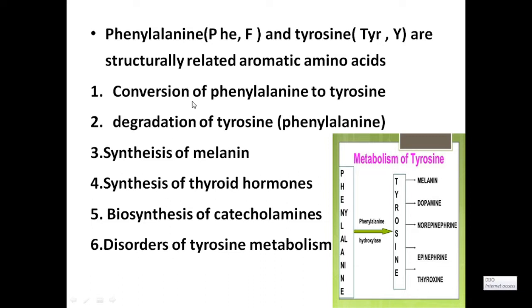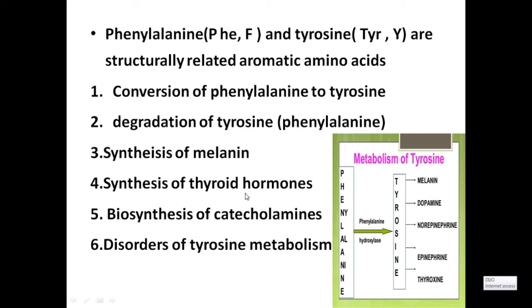So what are the contents we have to learn here? The first one is the conversion of phenylalanine to tyrosine. That means how the amino acid phenylalanine is converted into tyrosine. The second step is degradation of tyrosine, that means the metabolism of tyrosine. And the third one is the synthesis of melanin. Melanin is one of the pigments, and we will see how the melanin pigment is formed. That is the synthesis.